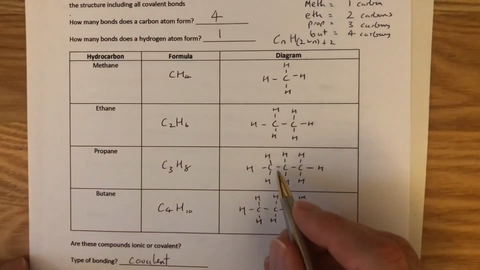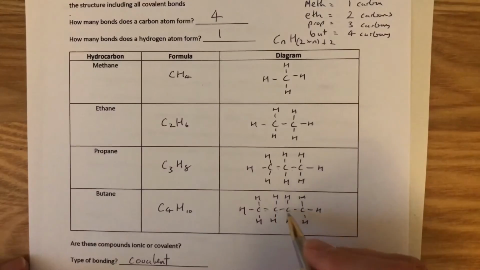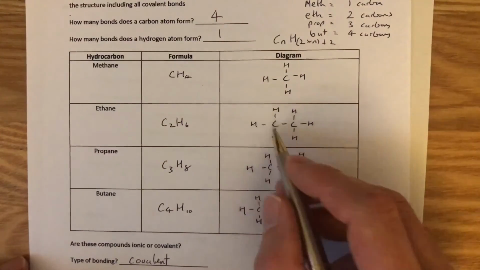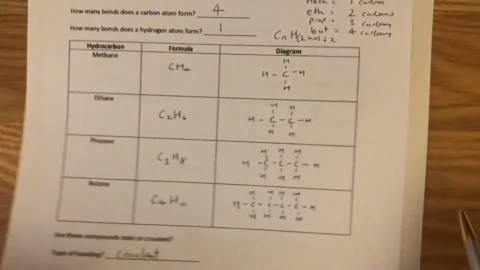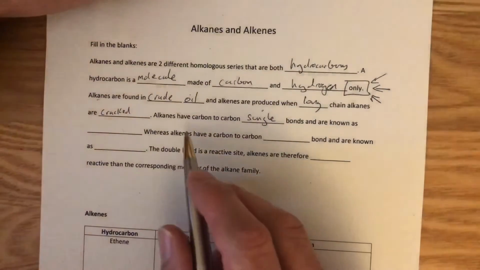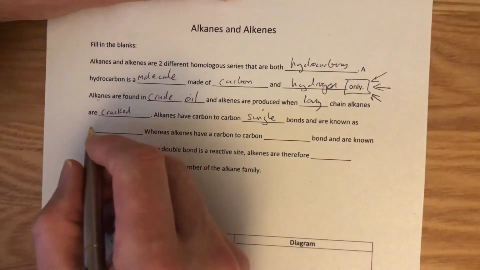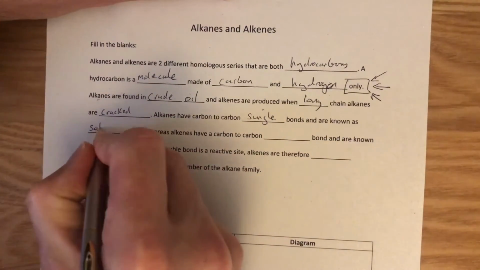In the middle of all of these, there are carbon-to-carbon single bonds. Every other bond around the carbon has a hydrogen on it. Alkanes have carbon-to-carbon single bonds and are known as saturated. So we call alkanes saturated.